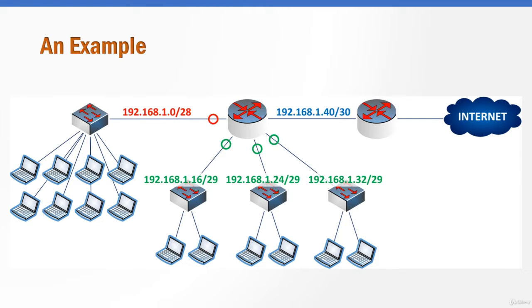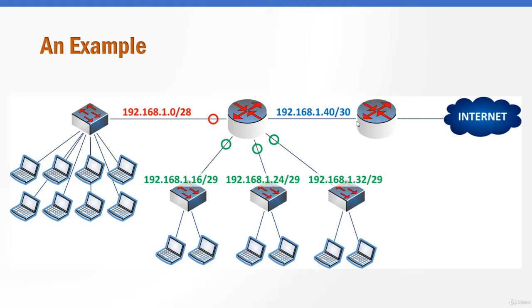192.168.1.32. And notice that if we have a /29 here in this network, 192.168.1.32/29, that means that our last usable IP address in this subnet is going to be 38, and 39 is going to be the broadcast. So the next network ID or the next network IP address is going to be 192.168.1.40. And we're going to give it /30 because this is a point-to-point network.